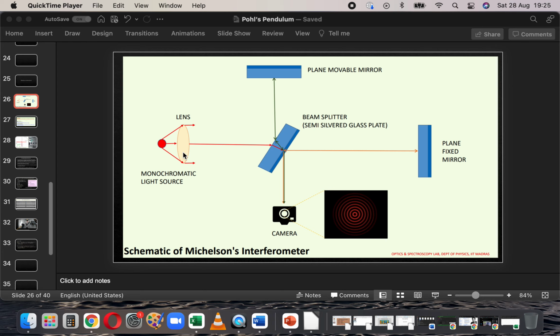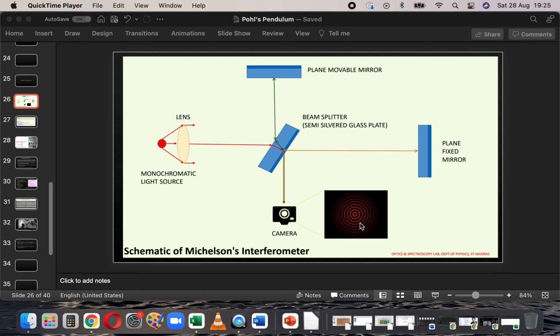So this is the schematic of the instrument. You have a monochromatic light source, two mirrors, and a beam splitter, which is basically a glass plate partially silvered on one side, so it can send some light in. The light comes out from the source like this. Some of it gets reflected to this mirror, and some of it goes through to this mirror, and they come back, retrace their path, and recombine here. They give you interference fringes in a detector here.